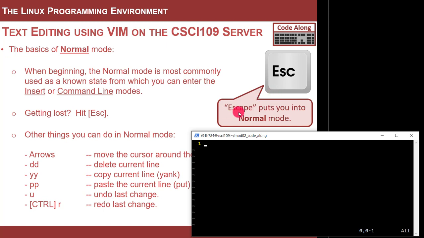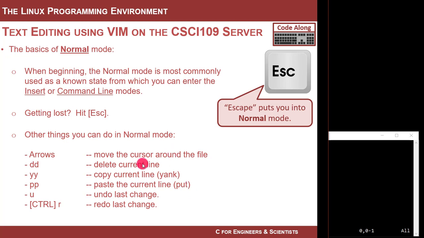In normal mode, you can do things like move the cursor around. Okay. So you can do the arrows to move around. You can delete a current line. You can copy a current line by doing YY, which stands for yank. DD stands for delete. PP stands for paste the current line, or put. And then you can do undo as U. And then you can do control R, which is redo.